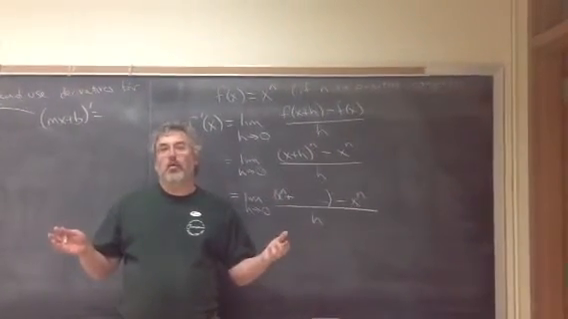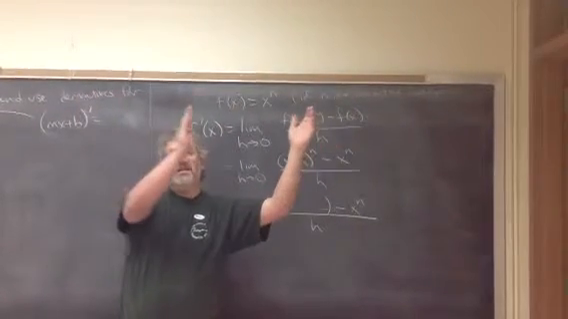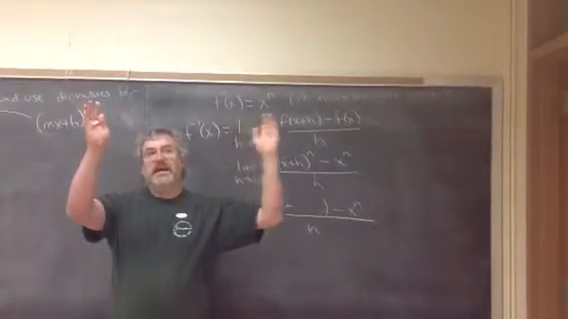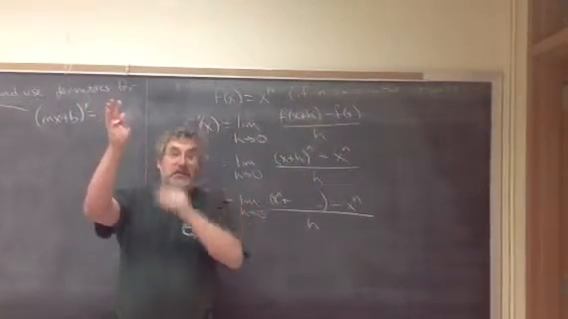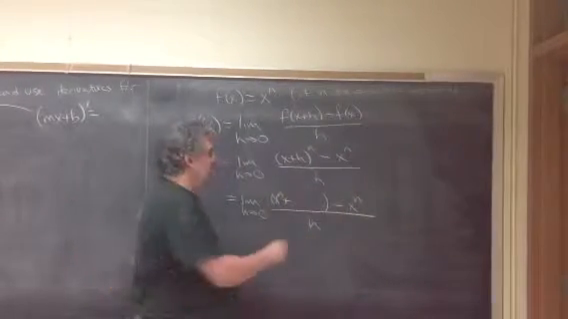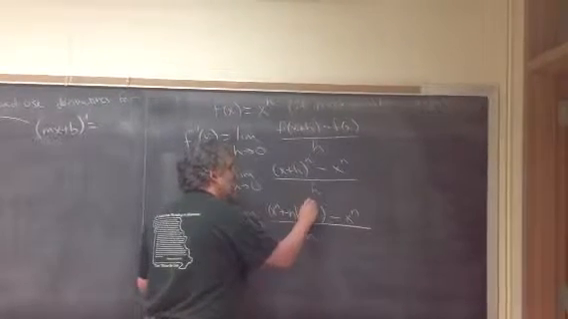How many? Well, imagine h, x, x, x, x. That's going to be h times x to the n minus 1. Or how about x, h, x, x, x, x. That's going to be h times x to the n minus 1. They're all going to be. And how many are there? There's going to be n of them. So this is going to be n h x to the n minus 1.